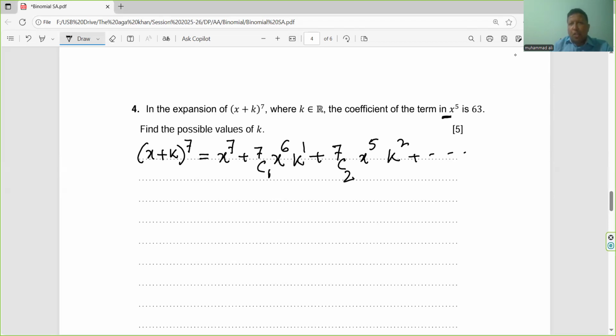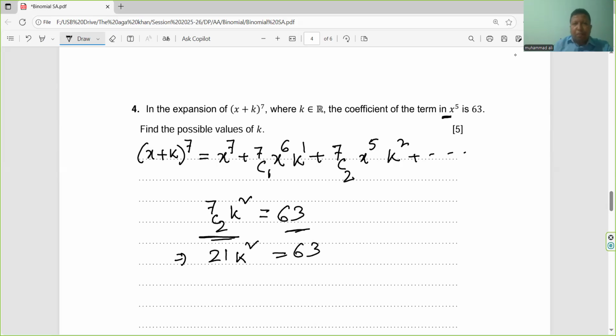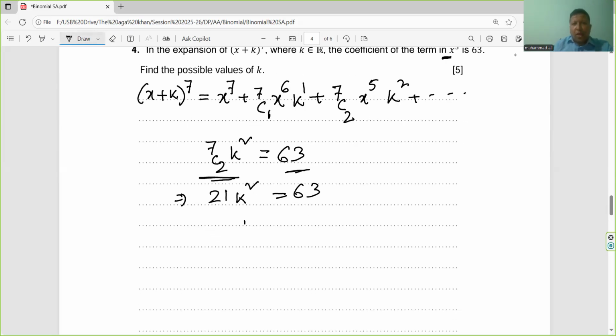So what do we want? It says the coefficient of x to the power 5 is 63. So 7C2 k squared equals 63, because this is the coefficient of x to the power 5. 7C2 means 21, so 21 k squared equals 63. So k squared equals 63 divided by 21, which is 3. So k equals plus or minus root 3. Question number 4 completed.